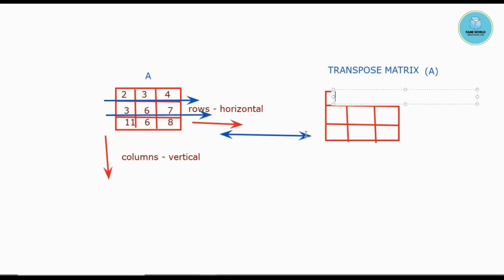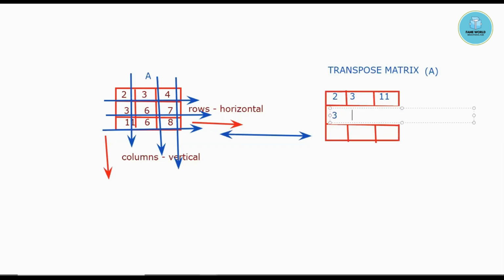If you consider the column, what is a column? This is a column, this is a column, and this is a column, and these three are rows. So now what I am going to do: 2, 3 and 11 is the first column, we will make it a row. We will change the values to a row, 2, 3 and 11. So now the first column has been converted to a row.